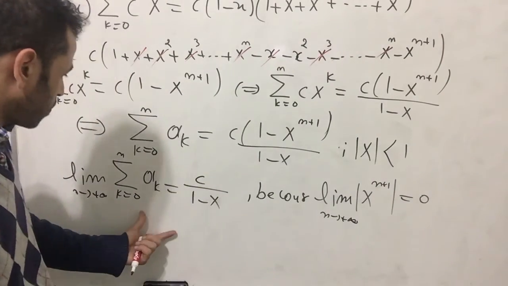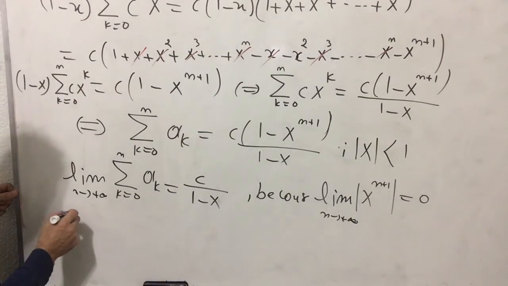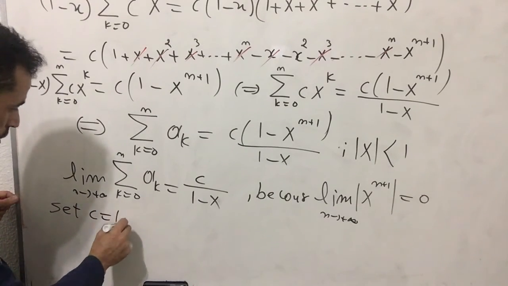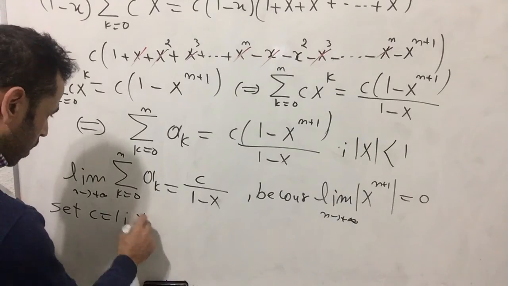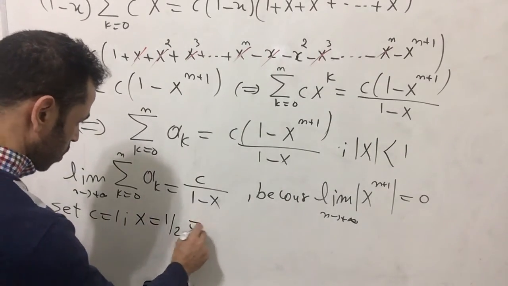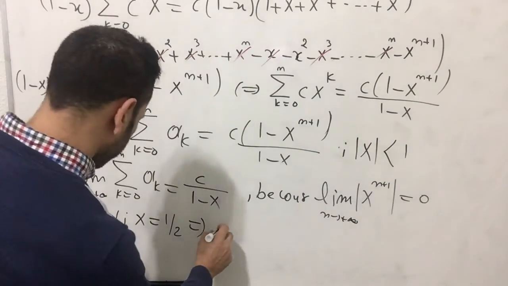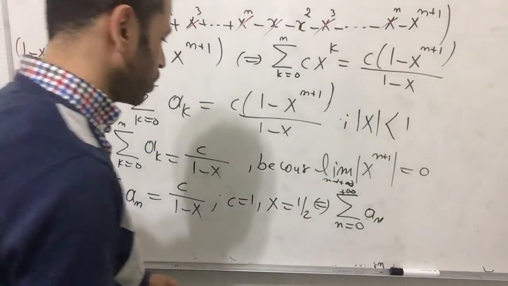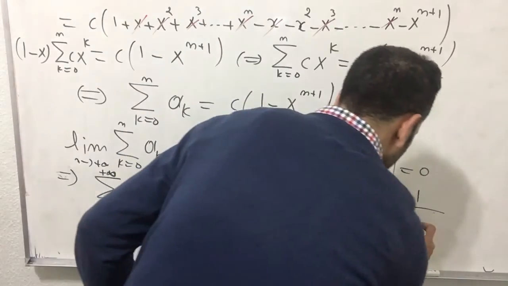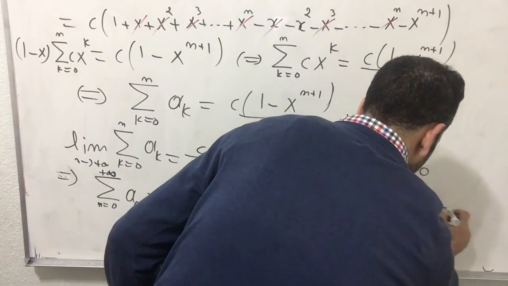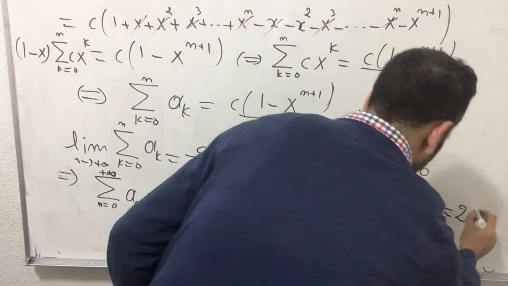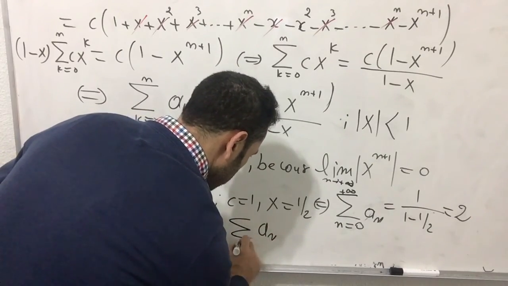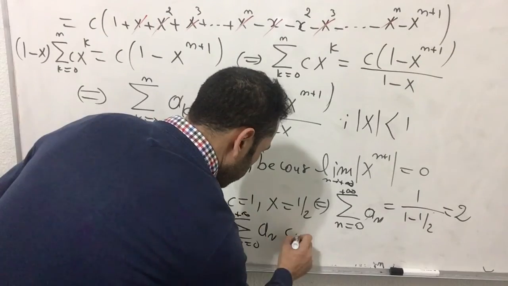Let's take an example to support this proof. Set c equal to 1 as a special case and x equal to 1 over 2. This implies I have the sum of a sub n as n goes from 0 to infinity equal to 1 over 1 minus 1 over 2, which is equal to 2. So now this series, a sub n as n goes from 0 to infinity, converges.